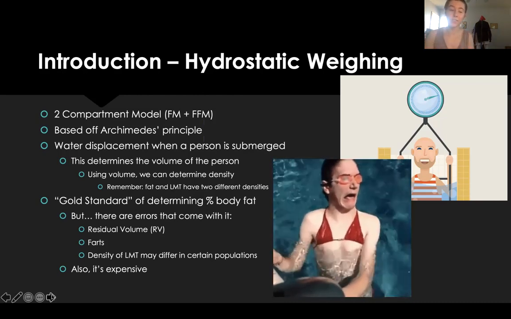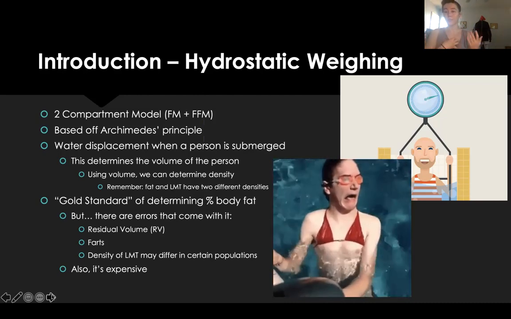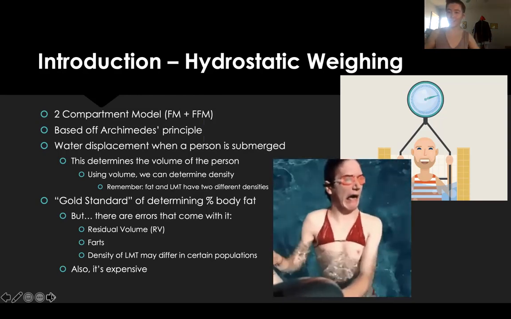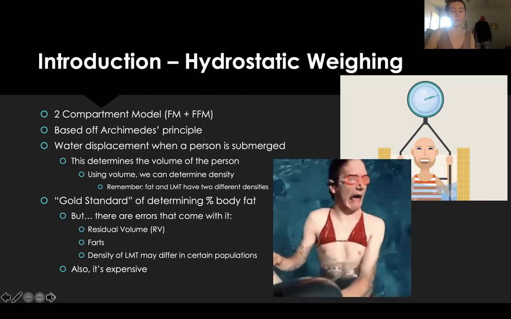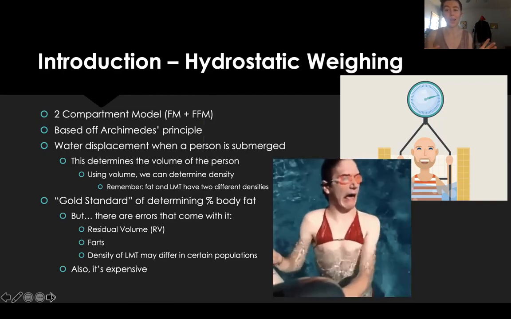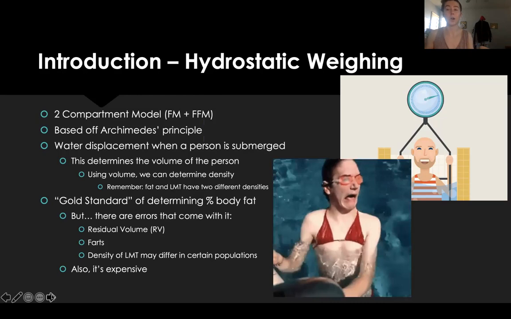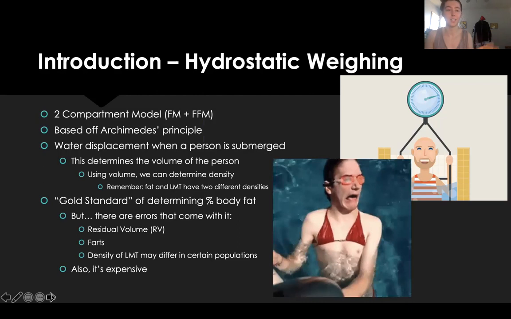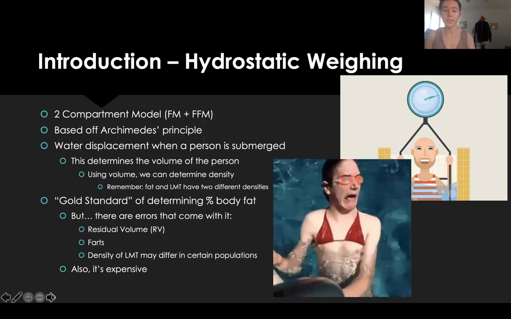But there are some errors that come with it. Residual volume that's left within your lungs, it doesn't account for that. Farts. All the gases that are stuck in your intestines, it doesn't account for that kind of volume. And density of lean muscle tissue may differ in certain populations. It's also kind of expensive. You need a whole tank full of water and cleaning solution and things like that. You need people to clean it and do maintenance with it. So yeah, it's not super cheap.